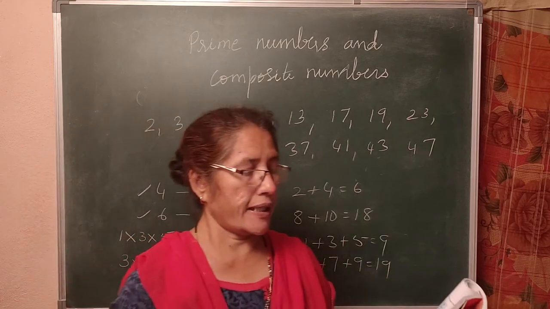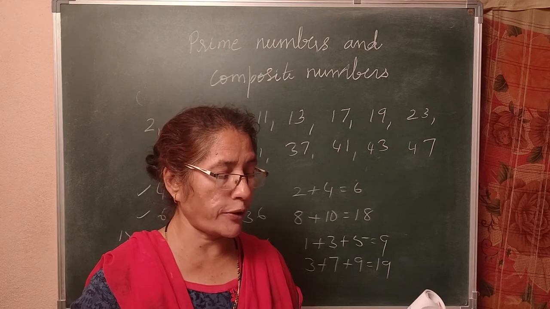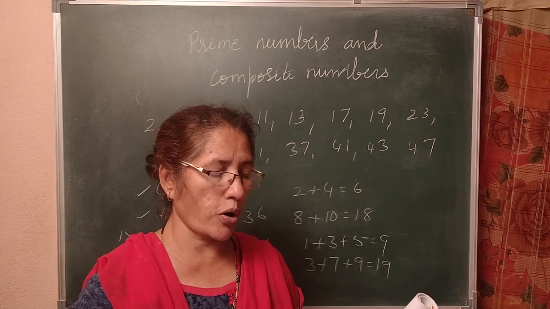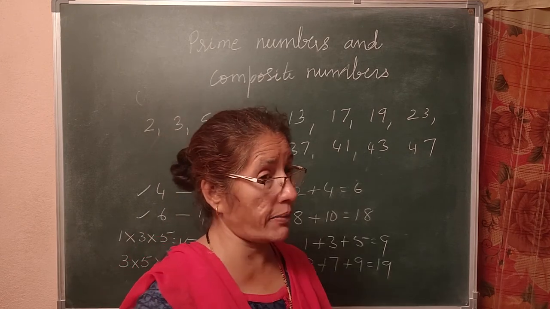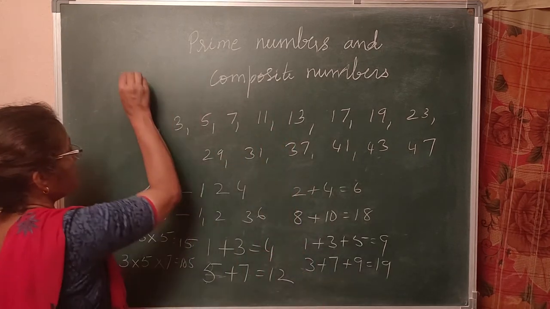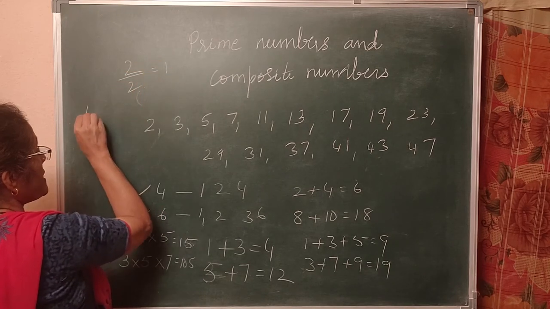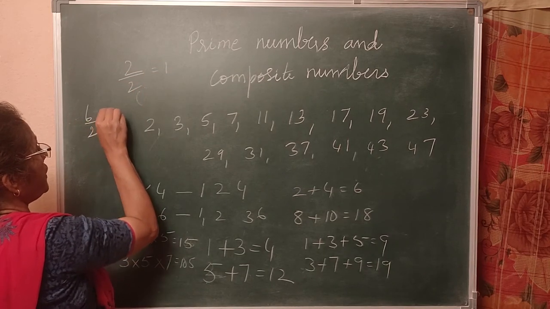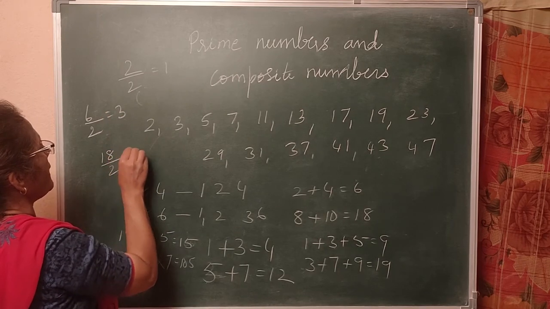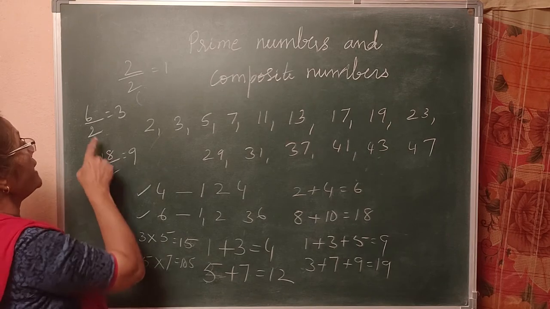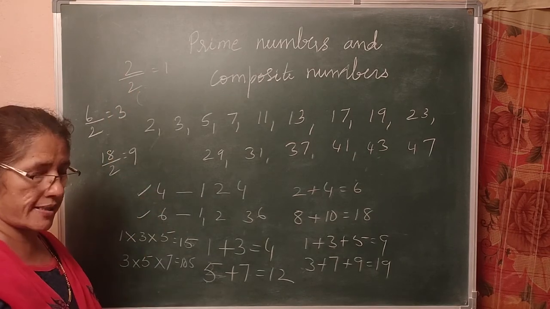Yes. Next, D. If an even number is divided by 2, the quotient is always odd. Let us take 2. 2 divided by 2, 1. 6 divided by 2, 3. 18 divided by 2, 9. Does any even number divided by 2 give an odd number? Yes, correct.